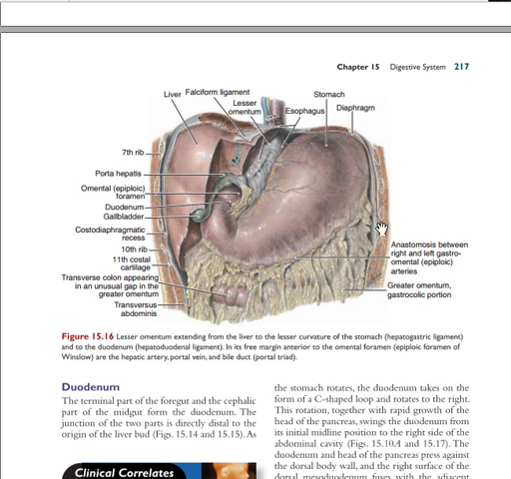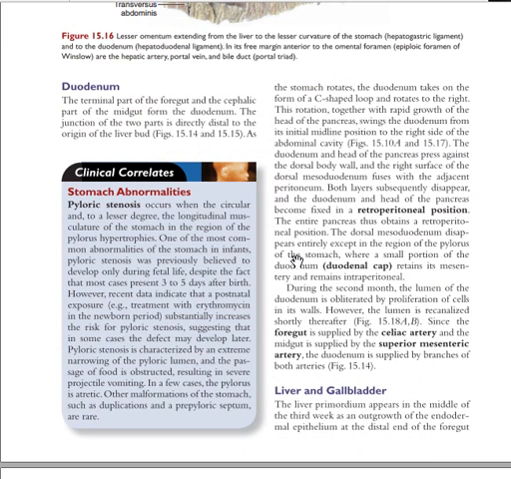This is the left omental artery, anastomosis between both of them. So this is the transverse colon, and this here is the greater omentum, the gastrocolic portion of the greater omentum.